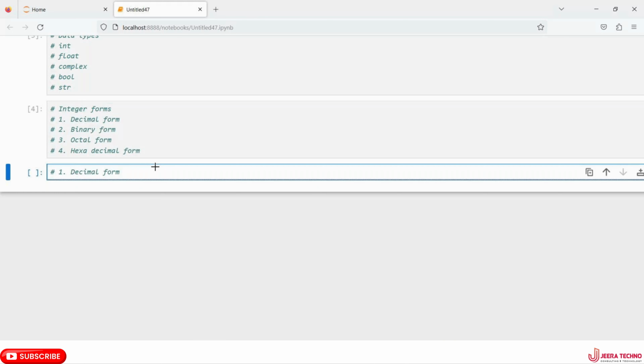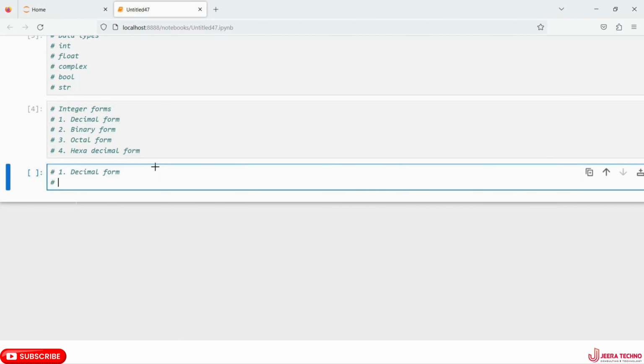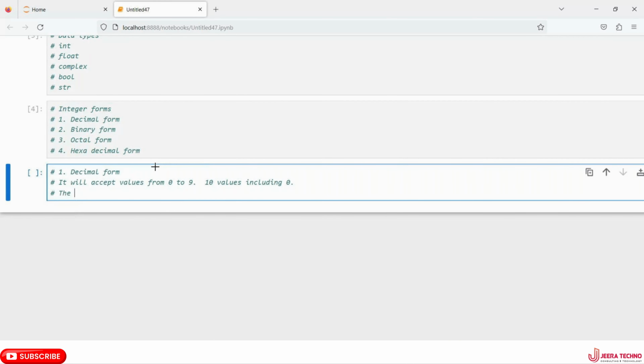If you are not getting something, please type. Don't listen blindly, please understand and go ahead. So what do you mean by decimal form here? It will accept values from 0 to 9. Total how many? 0 to 9 means 10 values, including 0. Which means the base value for decimal is 10.